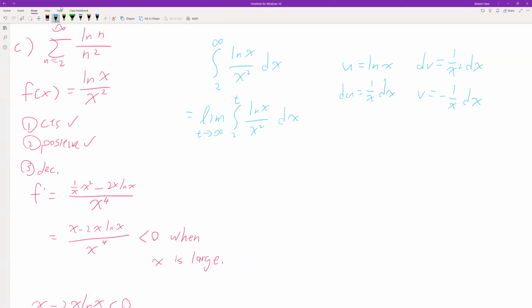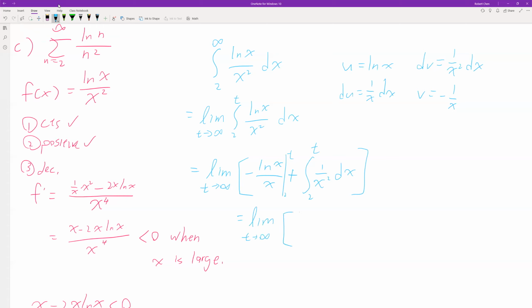All right, so let's see. That's going to be equal to uv, so negative ln x over x. Oh, there shouldn't be a dx in the v. There you go. Okay, and then minus v du, so v is negative. I'm going to pull that out here and make it a plus, v du, 1 over x squared, going from 2 to t. And this thing is going from 2 to t as well. We'll take care of that in a second. Right, limit as t goes to infinity.